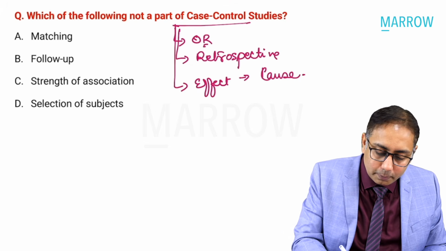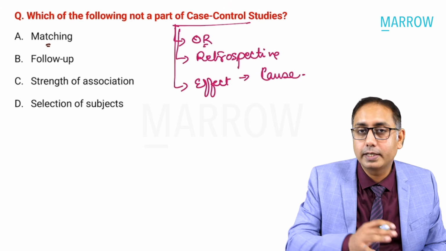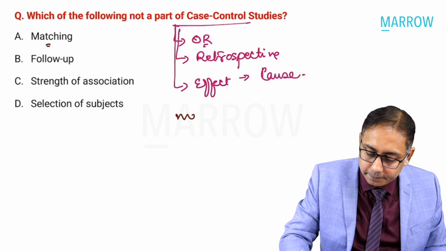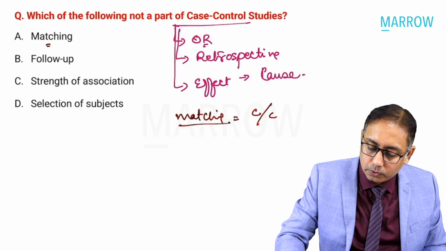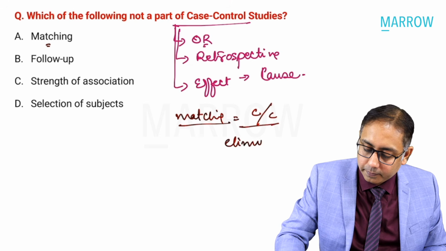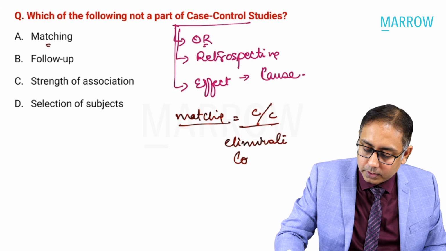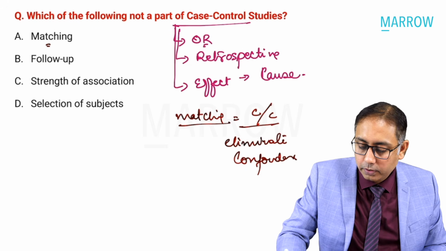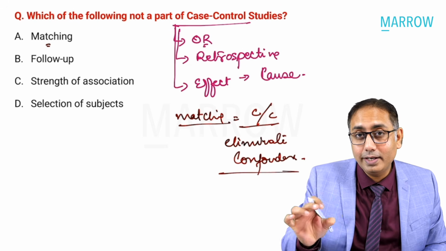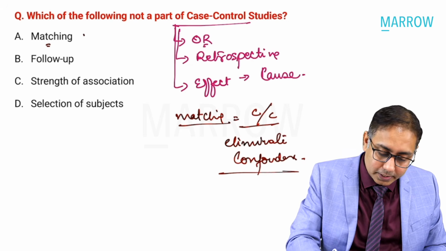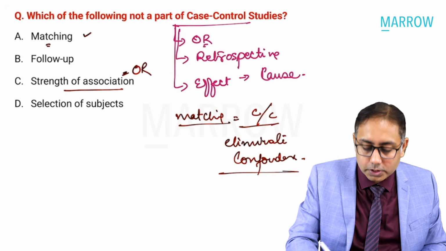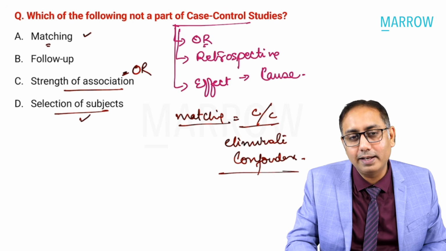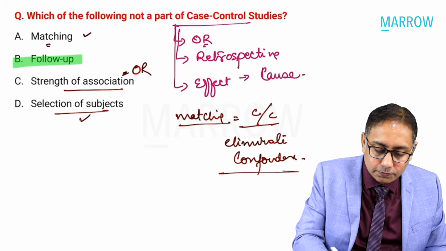If you talk about matching, yes, we will match cases and controls. Matching is done to match the cases with controls. Why? To eliminate confounders. You remember known confounders? How do you treat known confounders? The answer is matching. So matching can be done. Strength of association is found out by the odds ratio. The selection of subjects technically has to be done. So the best answer over here is follow-up.